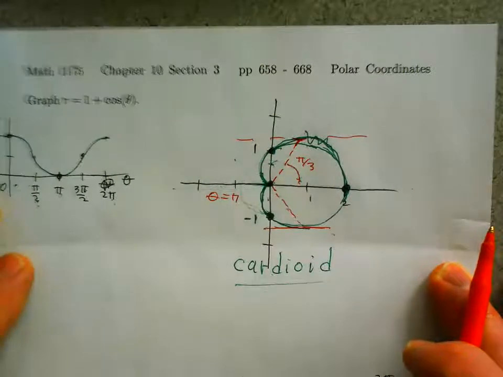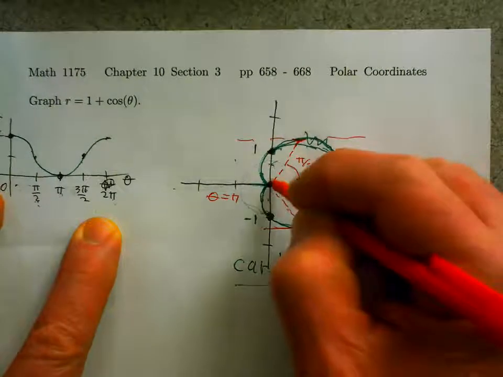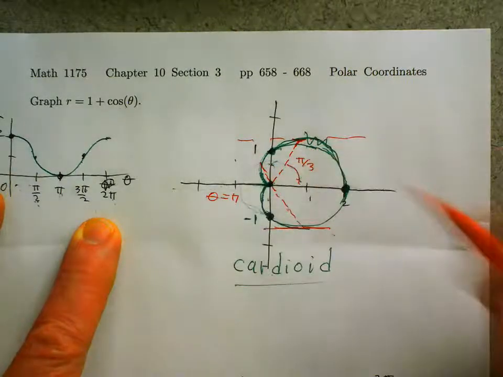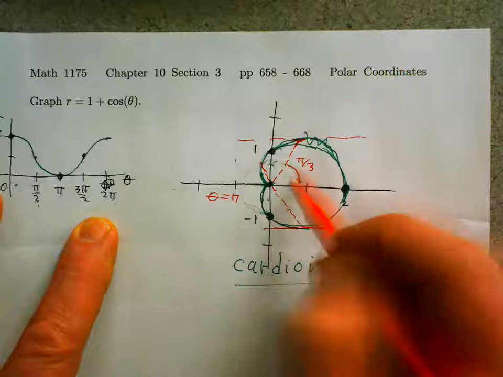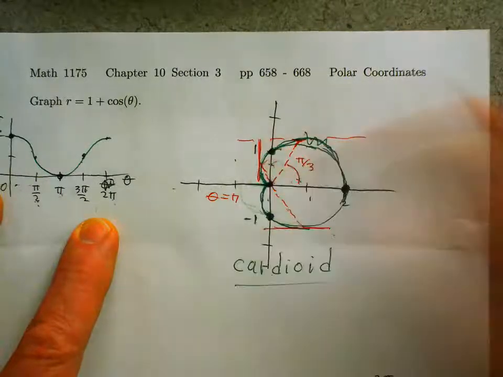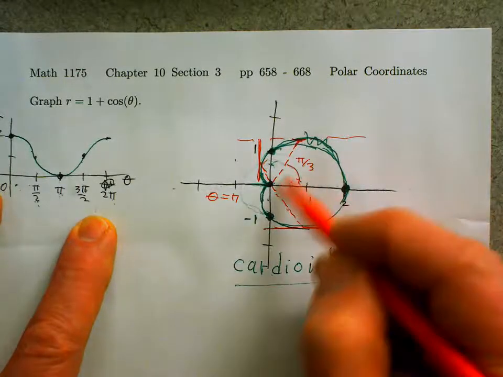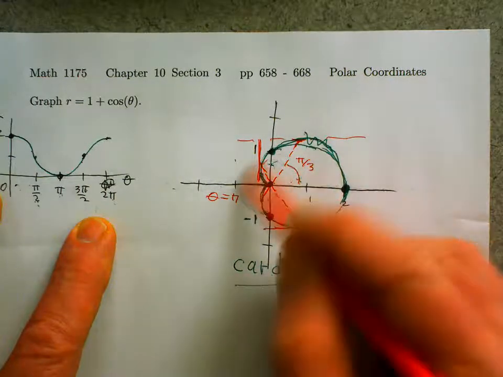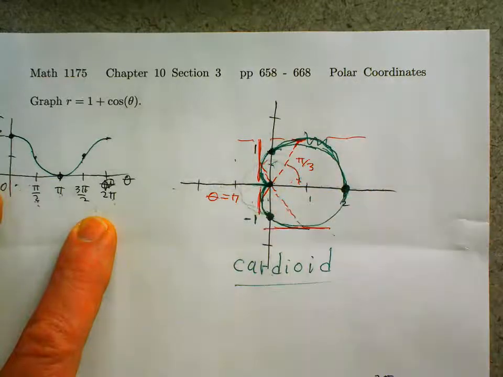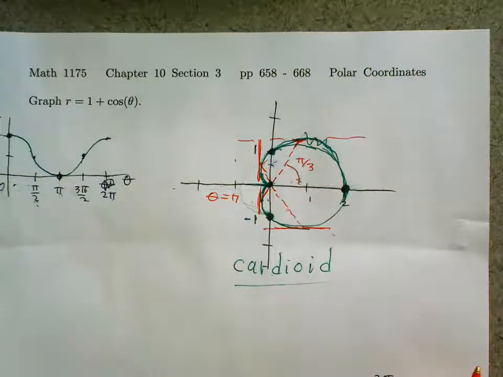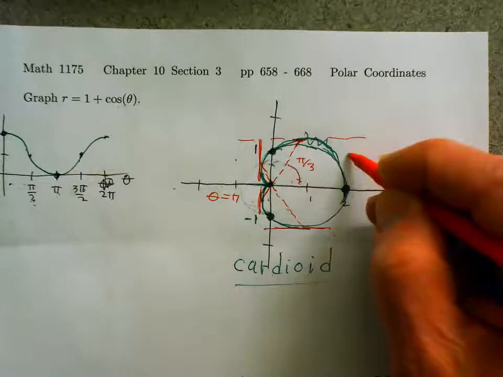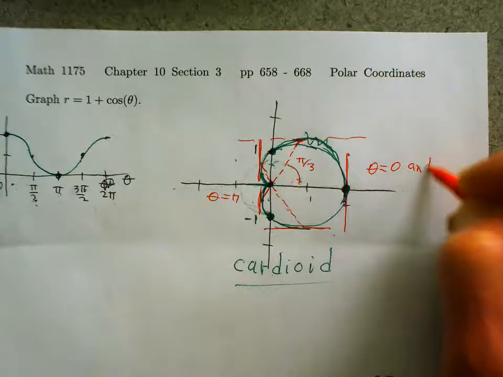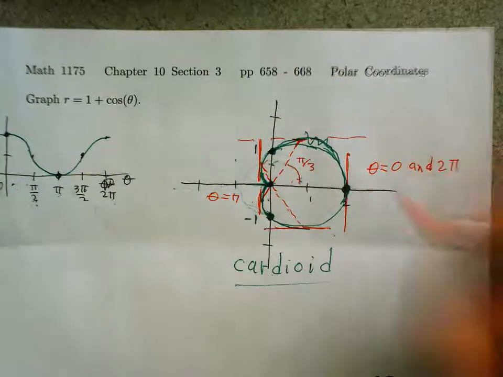Okay, and I think it's believable. The 2 pi over 3 is about right here. It's 120 degrees, and it looks like we have a vertical tangent line there, and then also 4 pi over 3, that's in the third quadrant. We have another vertical tangent line. And also a vertical tangent line corresponding to theta equals 0 and 2 pi over here.